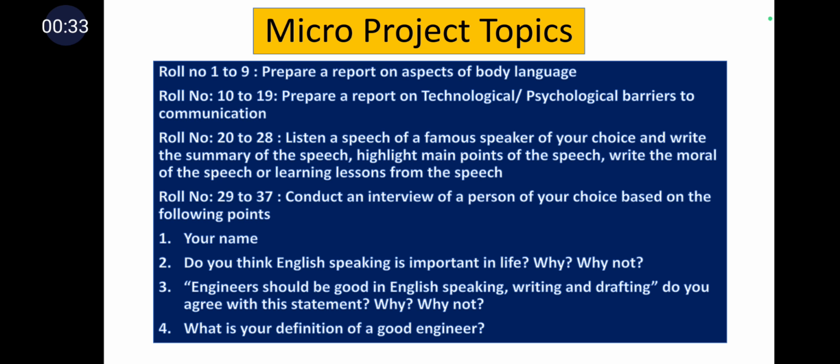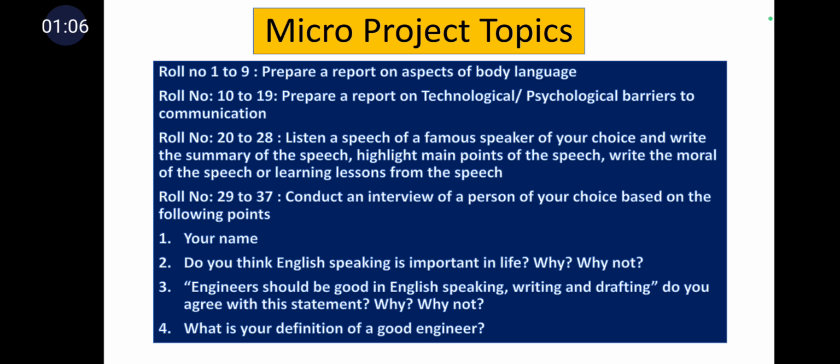Roll number 1 to 9, you have to prepare a report on aspects of body language. Now aspects of body language means what? You have to see what are the different kinesics or the aspects of body language. So what is meant by kinesics? Gestures, postures, eye contact, then facial expressions, silence, then you have noise, then you have whistles, you have artifacts. So all these aspects of body language you have to explain.